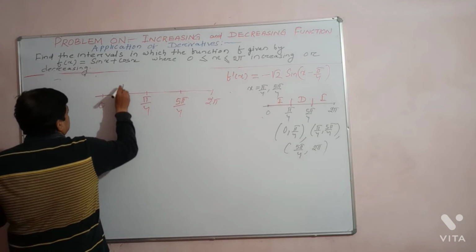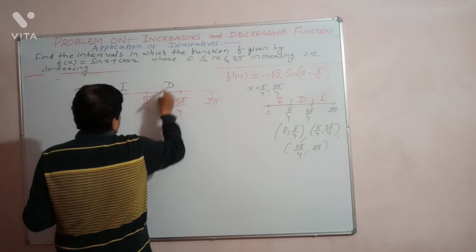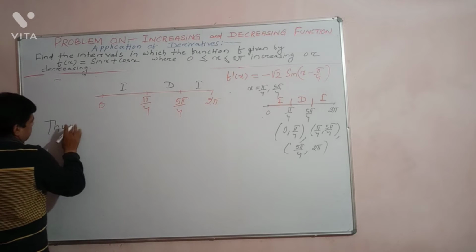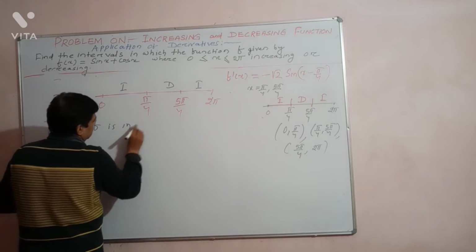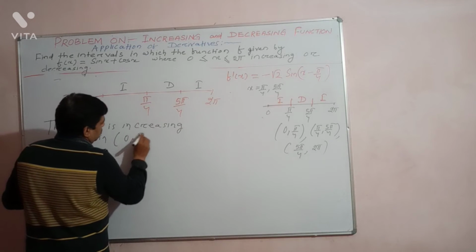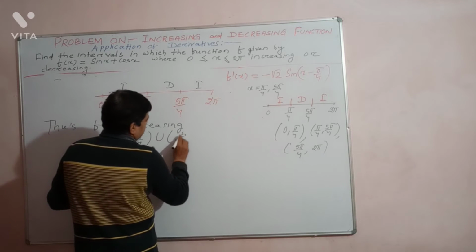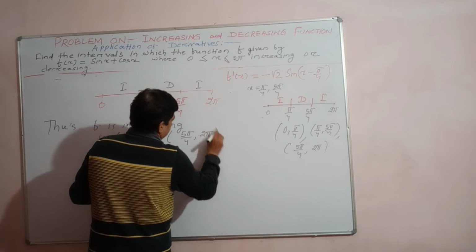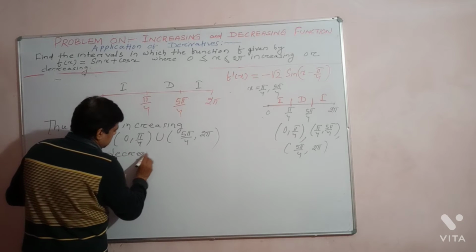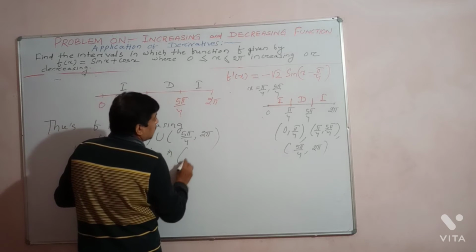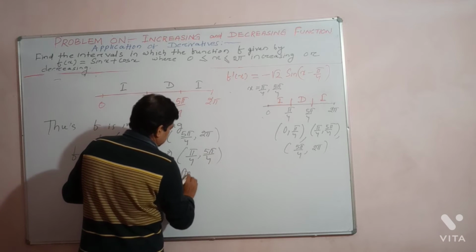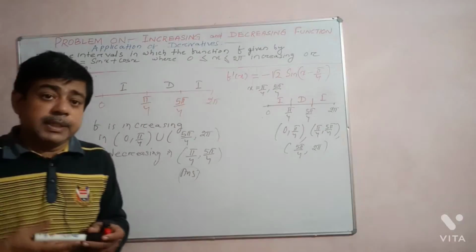So in the first interval 0 to pi by 4, the function is increasing. In the second interval the function is decreasing. In the third interval the function is increasing. Thus f is increasing in the interval 0 to pi by 4 union 5 pi by 4 to 2 pi, and f is decreasing in the interval pi by 4 to 5 pi by 4. Understand? This is the required answer.